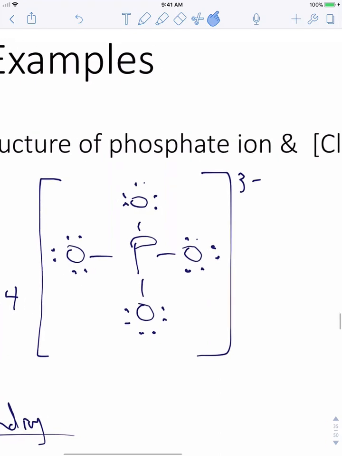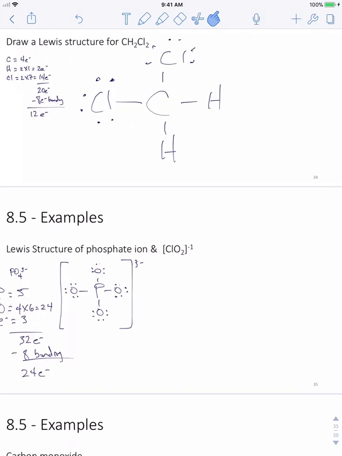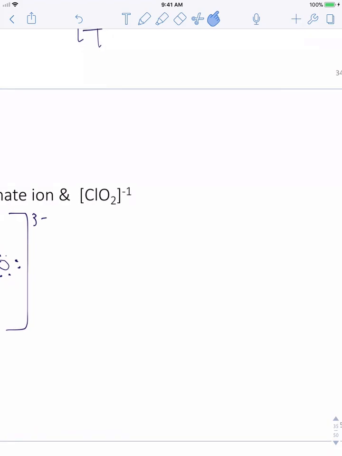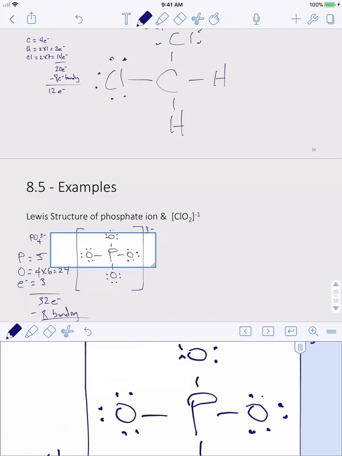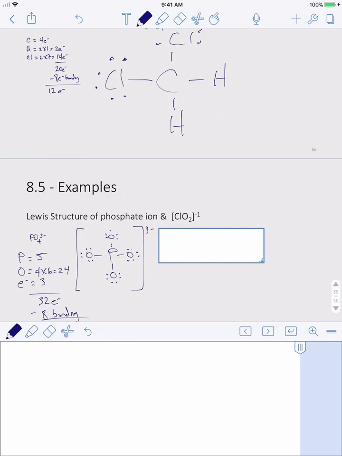Alright, so now let's do chlorite, sorry, ClO2 -1. Okay, so again, we are going to start by counting all the valence electrons for chlorite. In chlorite, we have chlorine, which has 7 valence electrons, plus we have 2 oxygens. Each one has 6 valence electrons, so that's a total of 12. And then we have 1 additional electron for our -1 overall charge. Okay, so this is 7 plus 12 plus 1 is 20 electrons to work with.